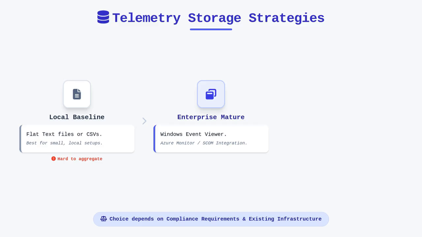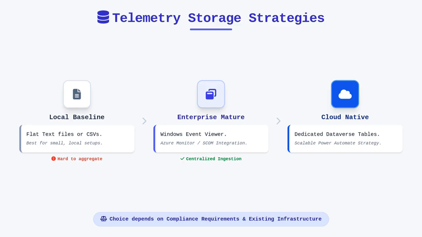A more mature approach involves writing these entries to the Windows Event Viewer, which allows infrastructure teams to ingest logs into centralized tools like Azure Monitor or System Center Operations Manager. However, for a fully cloud-native Power Automate strategy, the most scalable path involves writing telemetry directly into a dedicated Dataverse table. By creating custom entities to house these logs, you gain the ability to use Power BI to visualize error trends over time across different geographical zones or departments.